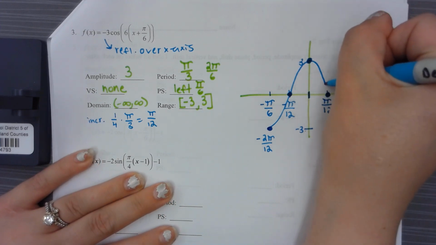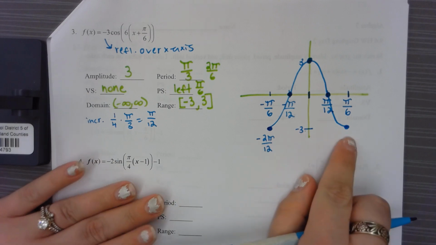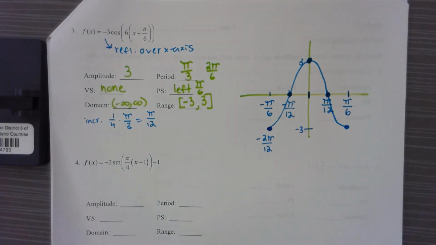Also, please try not to draw your graph like a straight up U. Try to give it a little curve on the end, because a U is a parabola. So we want to make sure it looks like a cosine or a sine graph.